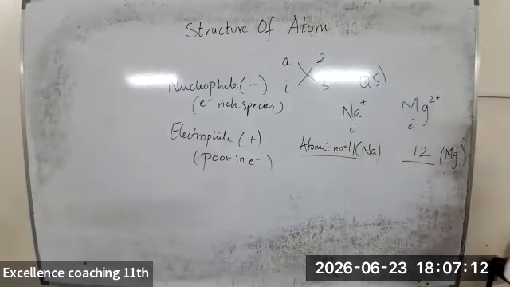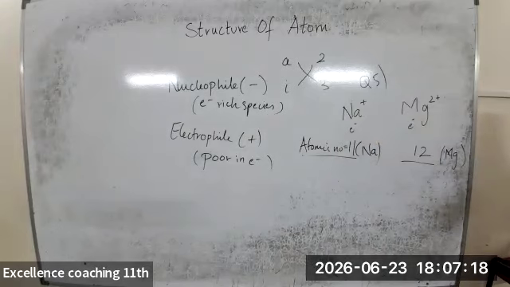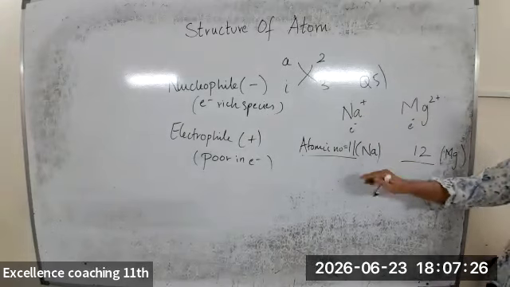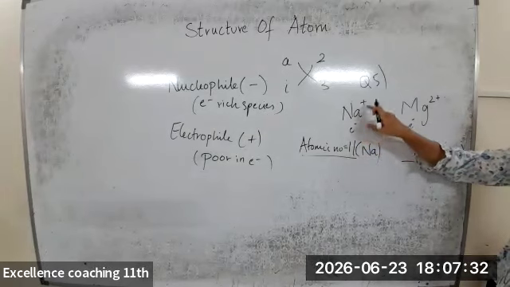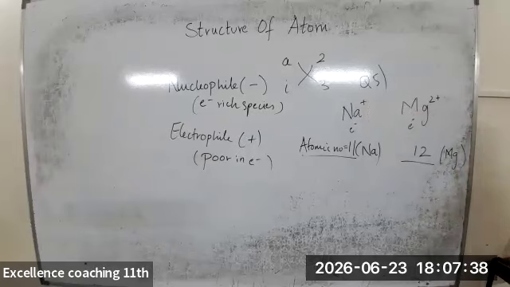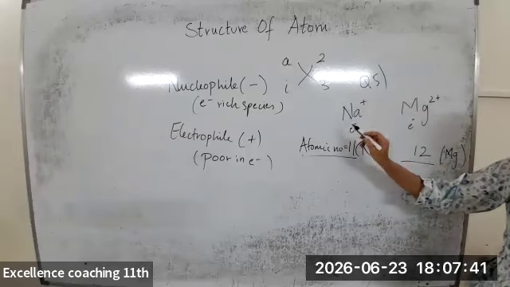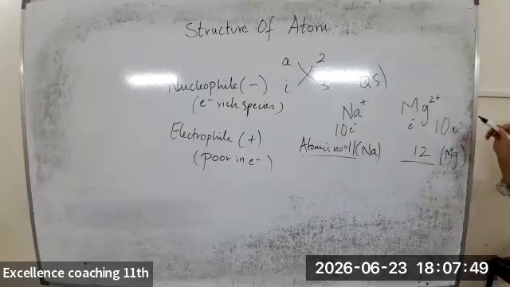If we apply that concept, Na plus means less in electrons, right? Positive charge means one electron less. Mg2 plus means two electrons less. The atomic number of sodium was 11, so for Na plus you have to subtract 1 from there. How many electrons will sodium have? 10. Mg2 plus has 2 less, so it will also be 10. So both are isoelectronic to each other.